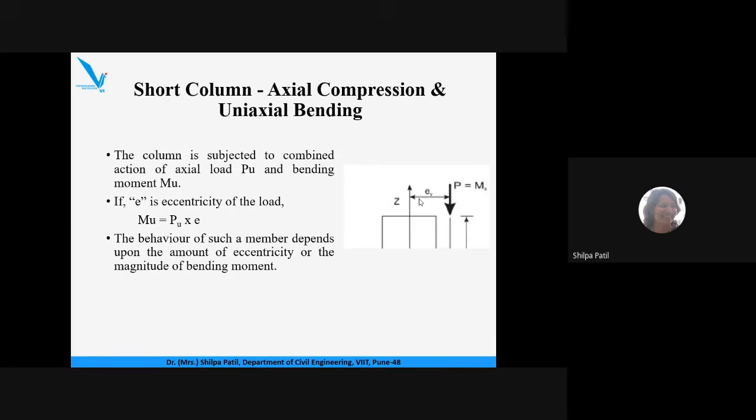Now, if you consider the earlier example of a purely axially loaded column, the load is exactly acting at the longitudinal axis, and hence the strain developed across the cross section of a column is uniform. There is no variation in the strain value. Either you consider along the width or along the depth, the strain is constant, and hence the stresses developed across the cross section are also uniform.